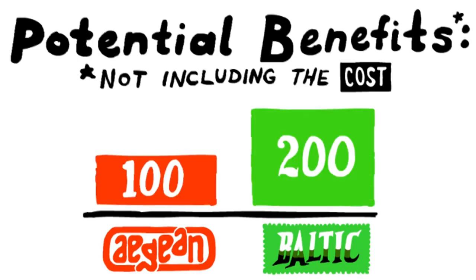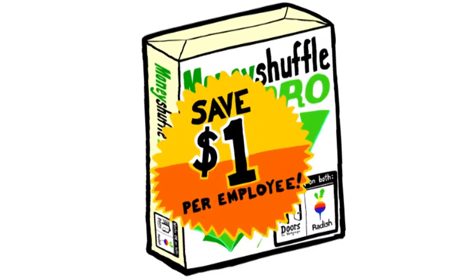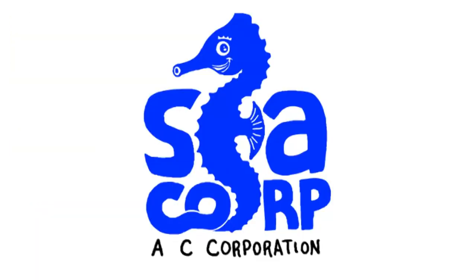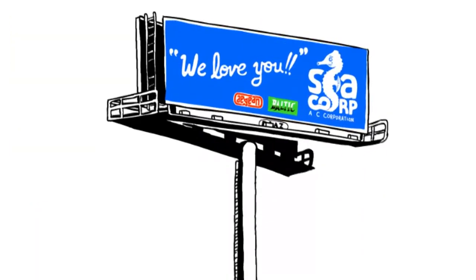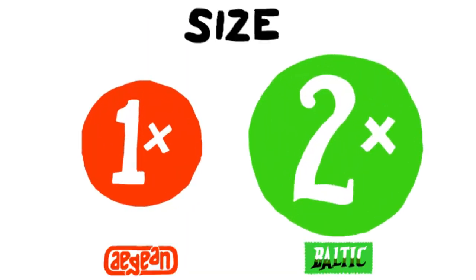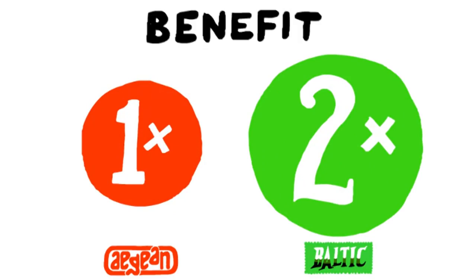For example, they might be implementing a new payroll software program, and that program saves $1 an employee. If Aegean has 100 employees and Baltic has 200, then the benefits from the program will be twice as much for B compared to A. Or it could be that C Corp is creating a new ad campaign to build the company brand. The Baltic division is twice as large or has twice the profits of the Aegean, and so expects to benefit twice as much from the campaign.